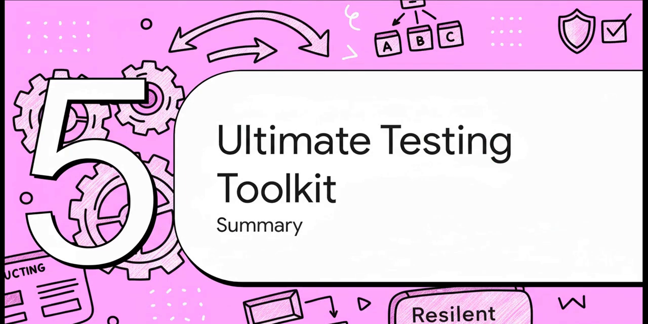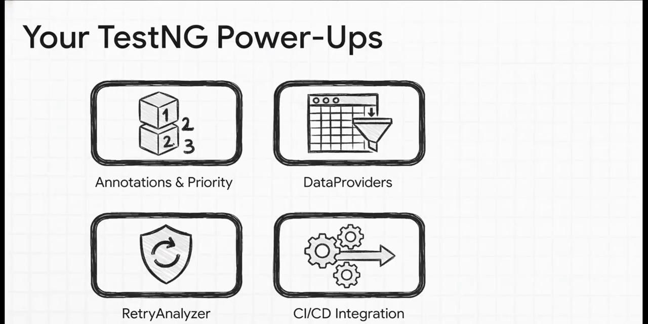And there you have it. You've made it through the gauntlet. You've seen how TestNG can take you all the way from just chaotic scripts to a controlled, robust, and totally professional framework. So let's just recap the power-ups you've picked up along the way. To solve chaos, you've got annotations and priority. To get rid of hard-coded data, you've got data providers. To defeat those flaky tests, you have the retry analyzer. And to bring it all home, you have that seamless CI/CD integration.